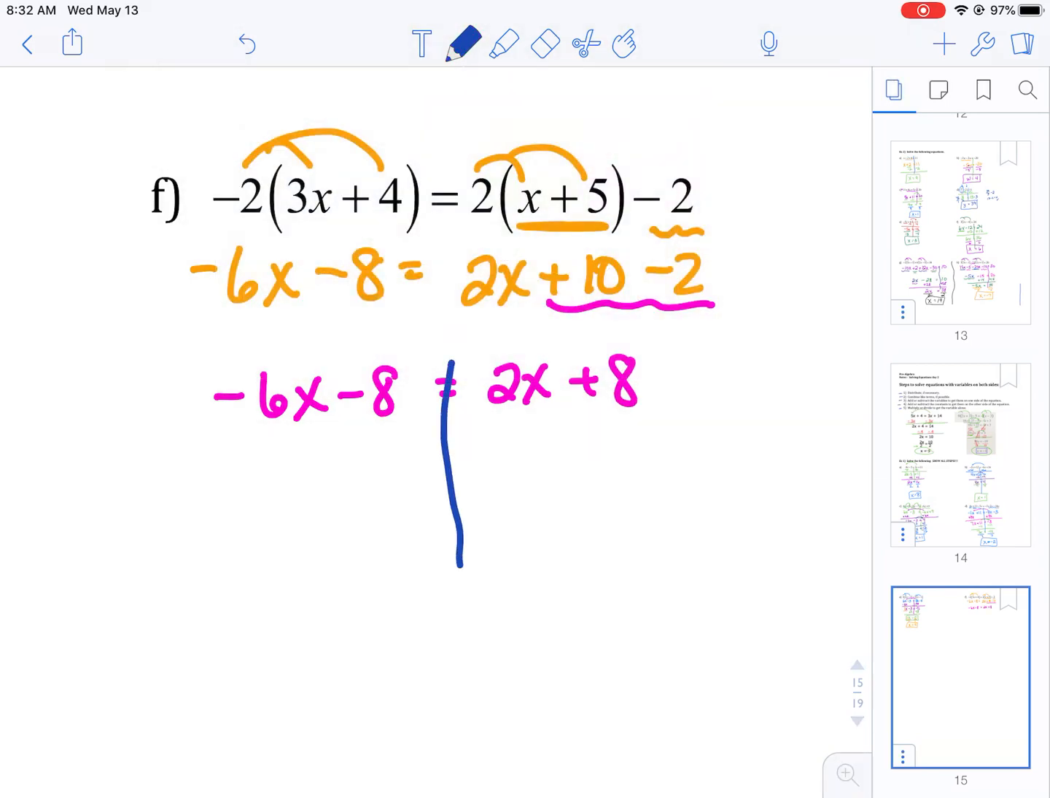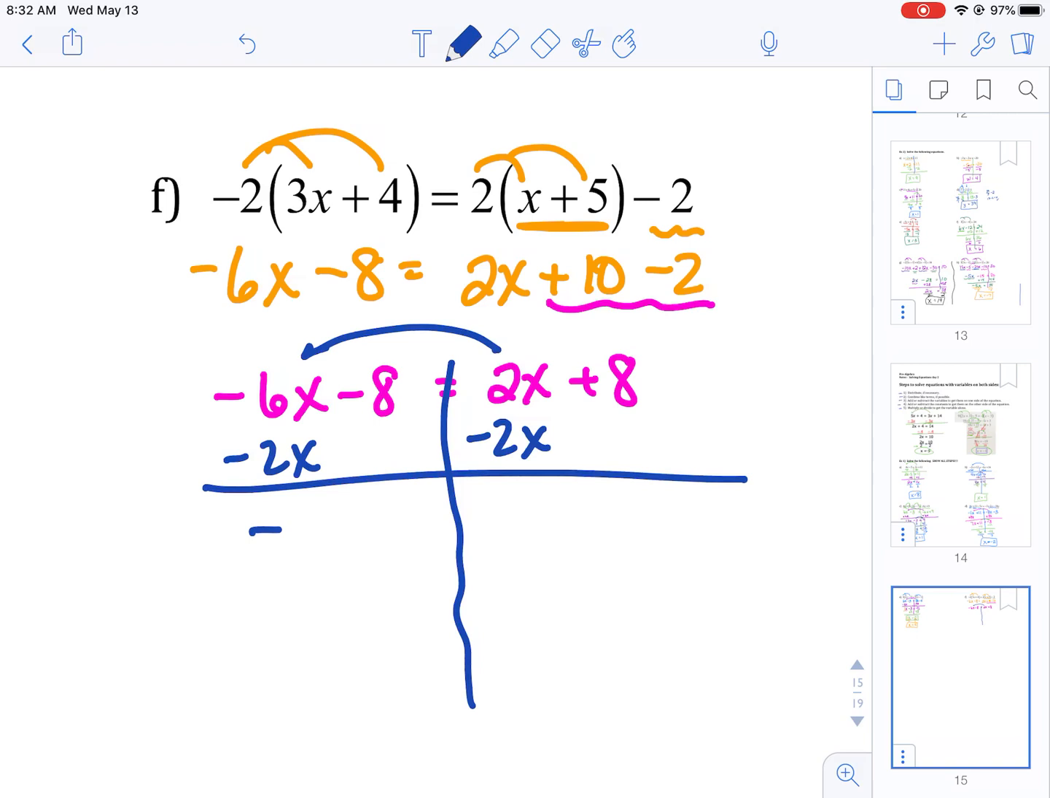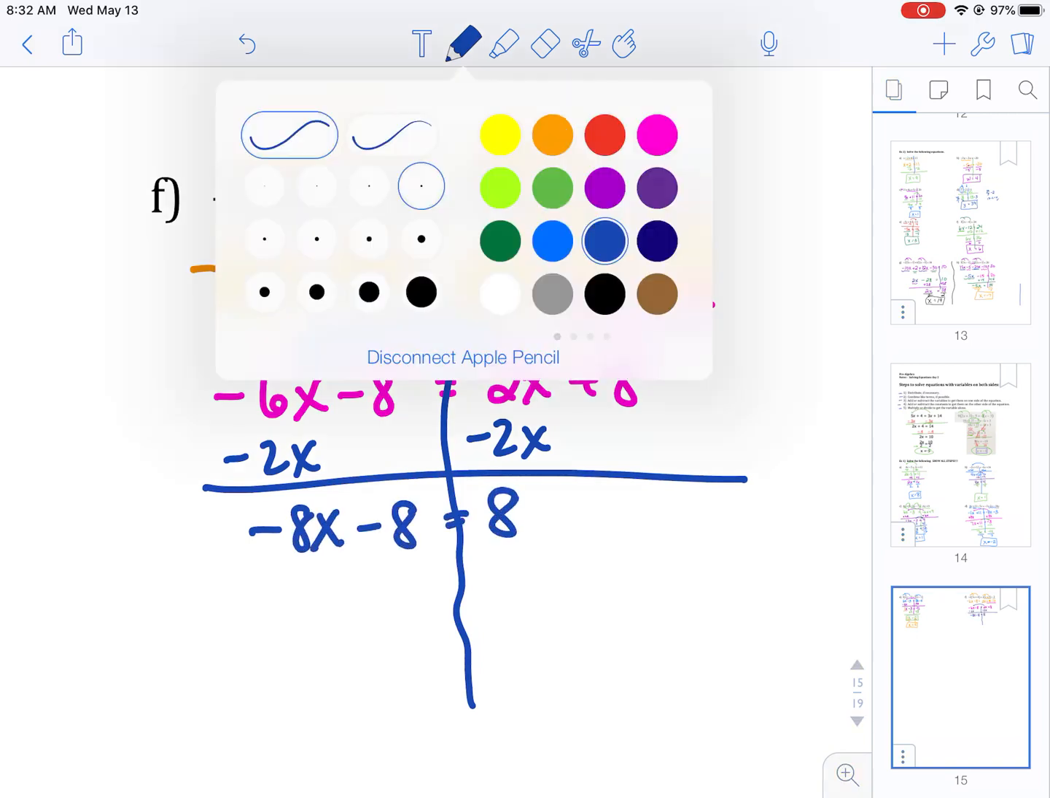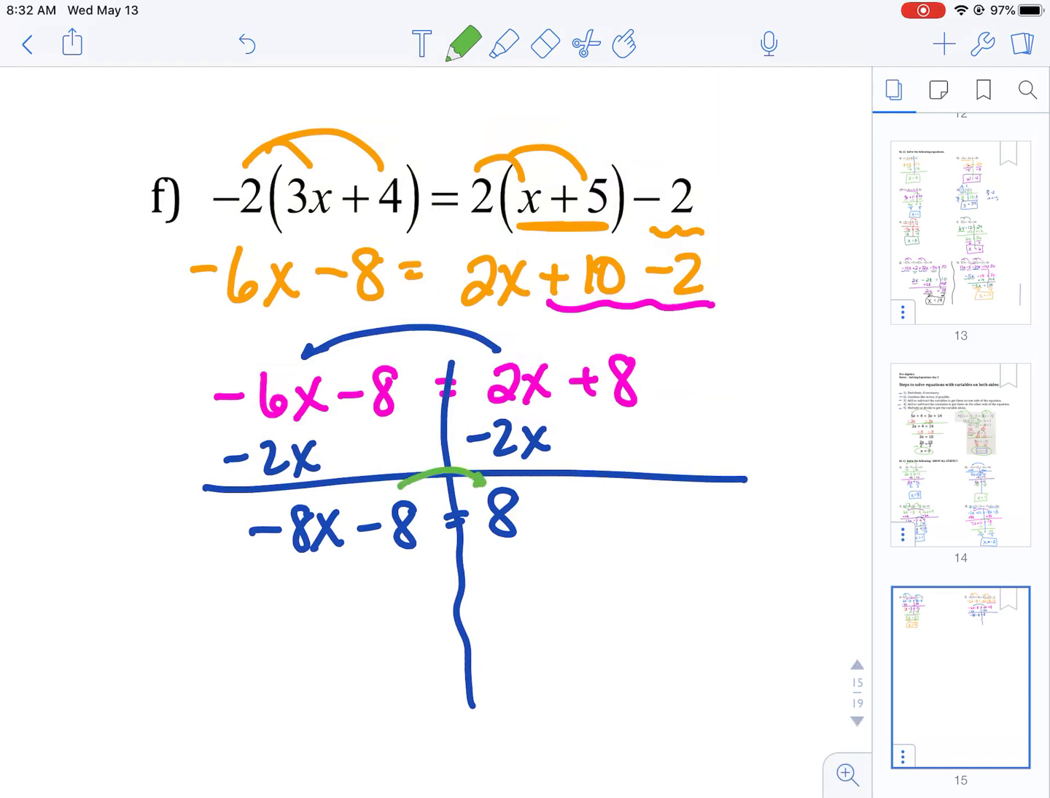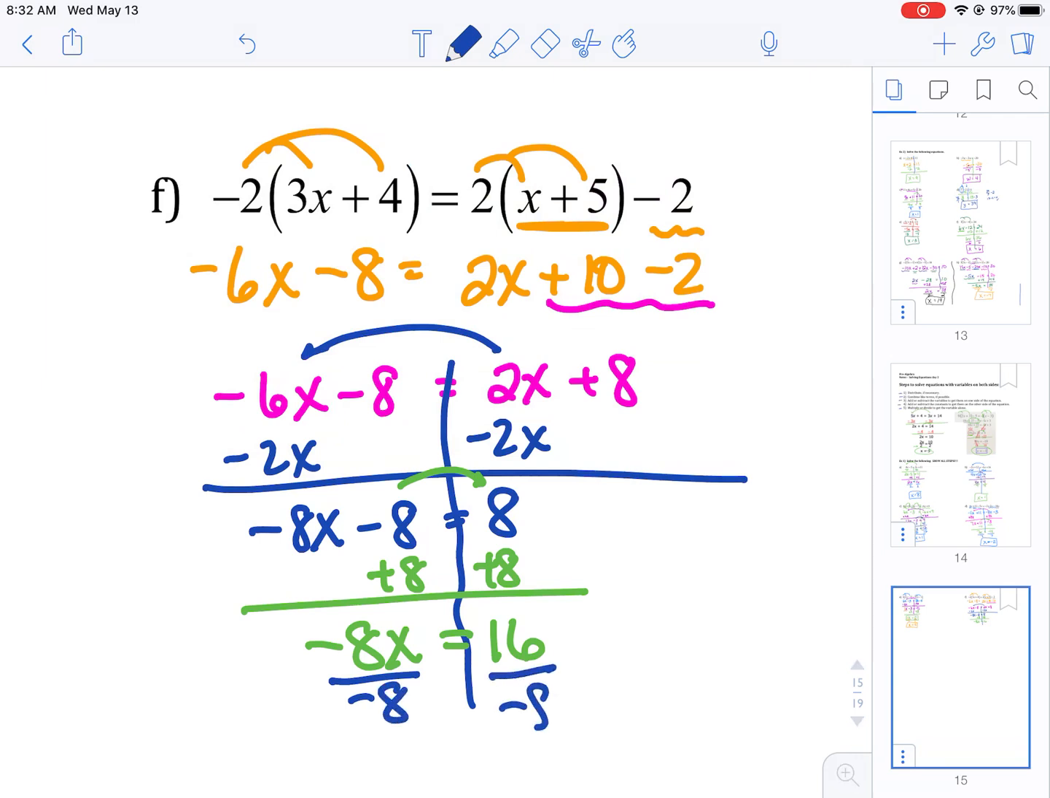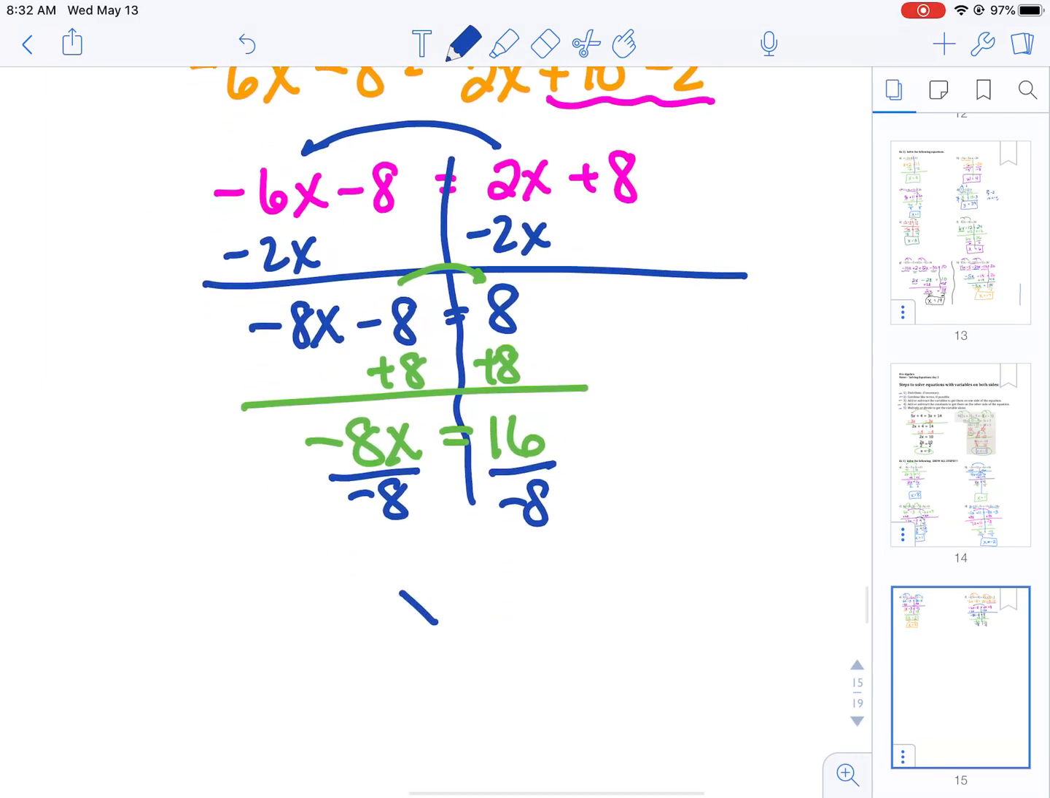And now it's just a matter of solving, not crossing that equal sign. So I've got to move that 2x to the left side, so make it minus 2x. That gives me negative 8x minus 8 equals 8. Lots of 8s there. Now I've got to move the number to the right side, so that's going to be plus 8 and plus 8. So that gives me negative 8x equals 16. And again, since I have multiplication, my last step is to divide both sides, and make sure you divide by negative 8, not just 8. And my solution is x equals negative 2.